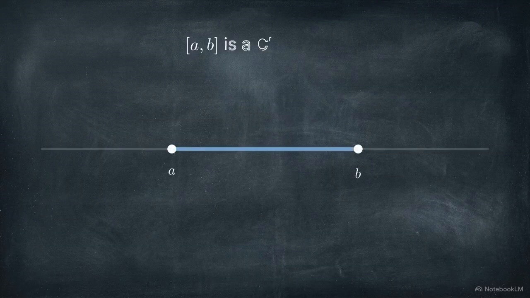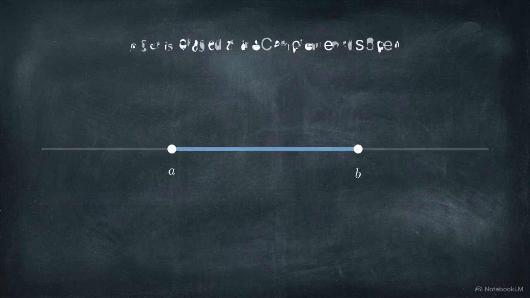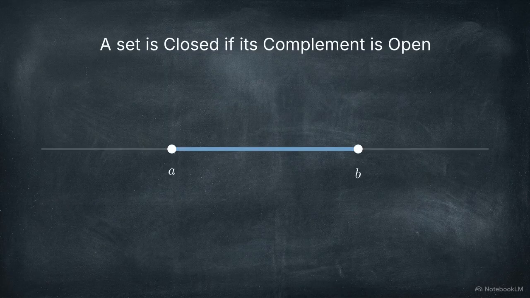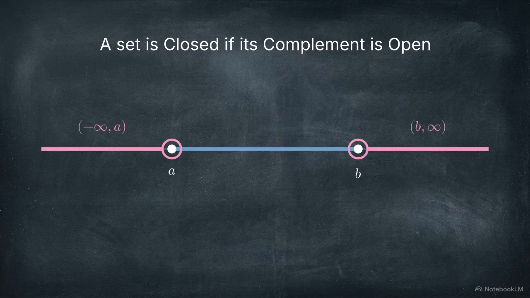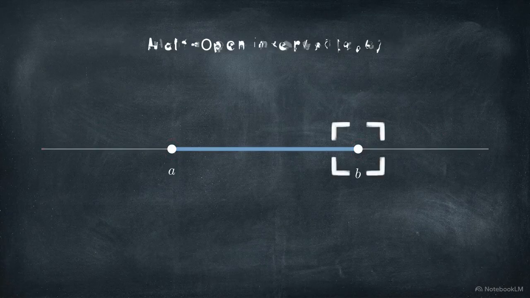This number line displays the closed interval AB. In topology, a set is closed if the area completely outside of it is open. Here, the regions from -infinity to A and B to +infinity are open intervals, confirming our interval is closed.